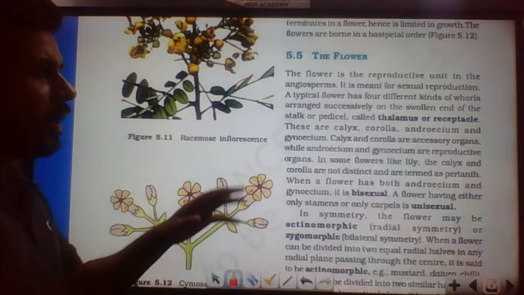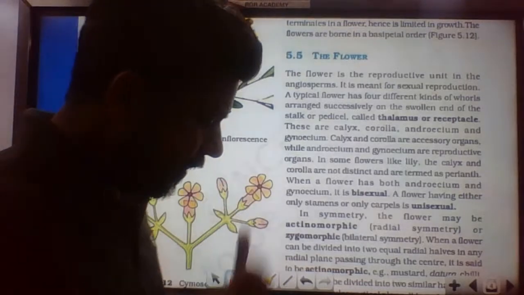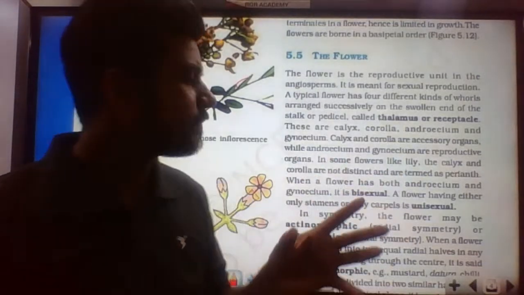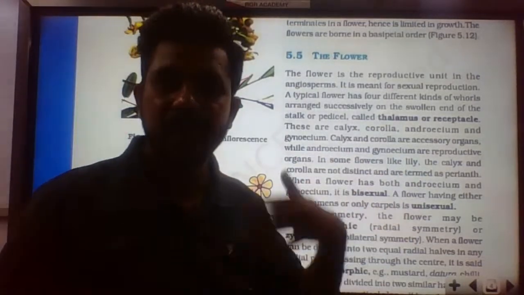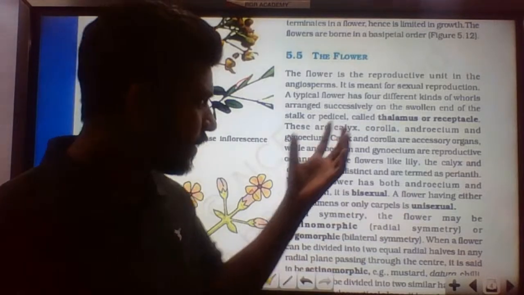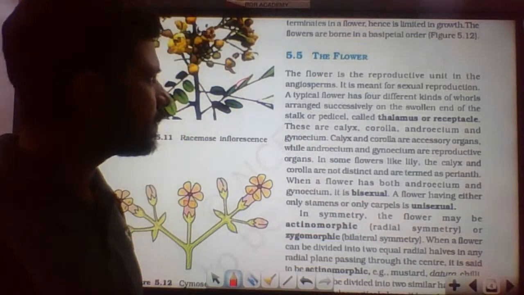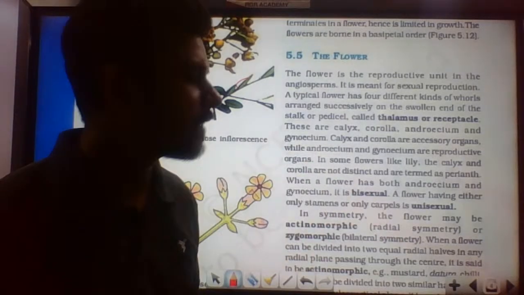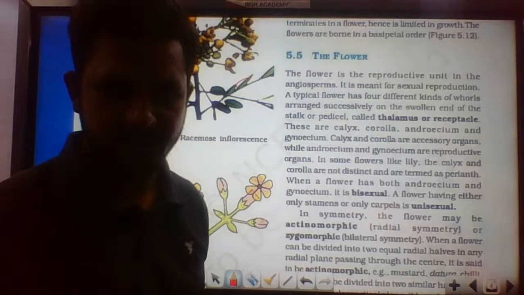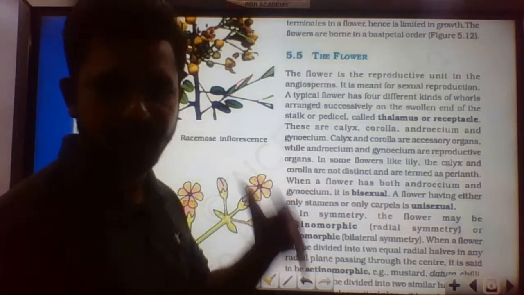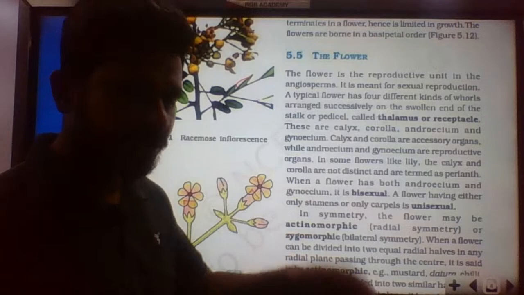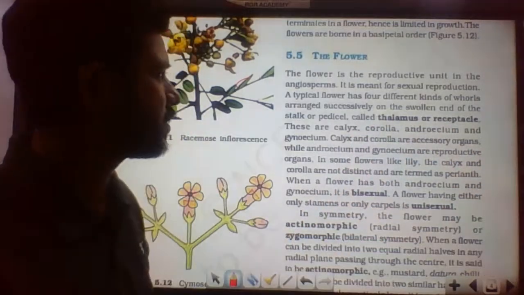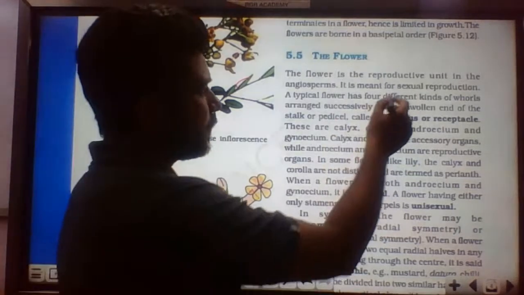See, everybody knows about the flowers, right? So in angiosperm flowering plants, the flowers have different appendages. Okay, so let me discuss one by one. Actually, flowers are the reproductive structures in angiosperms, correct? So that is the most important feature of the angiosperms. They can produce flowers, and they are required for sexual reproduction.